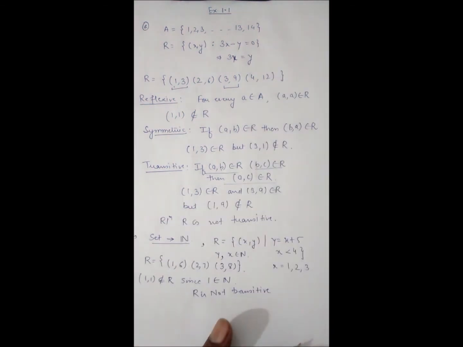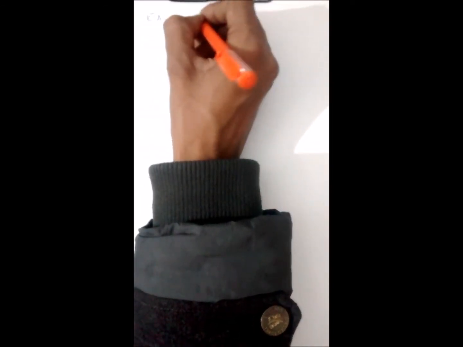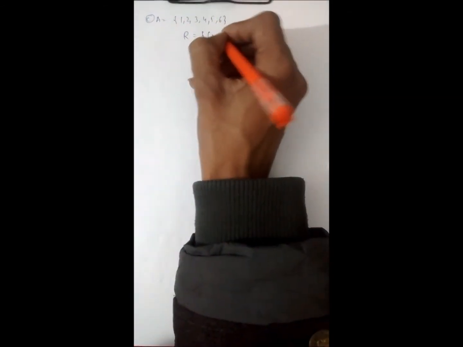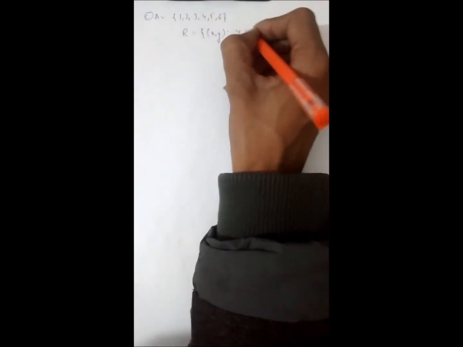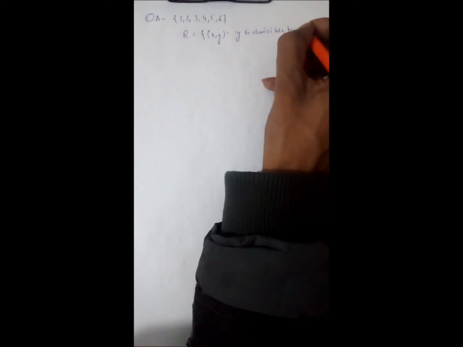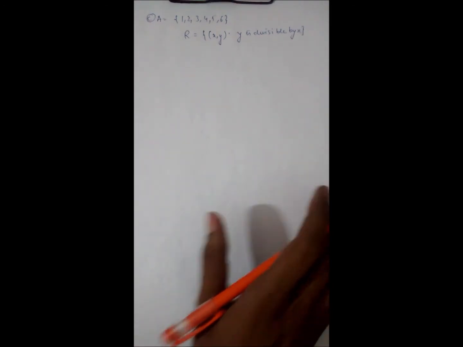What does it say? The set A is given as 1, 2, 3, 4, 5, 6. A equals, this is my part C, 1, 2, 3, 4, 5, 6. And the relation R is being defined as what? Ordered pair x,y such that y is divisible by x, meaning the second element should be divisible by the first element.